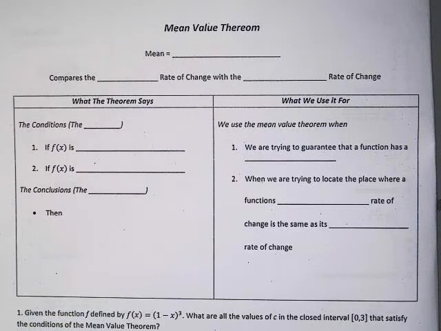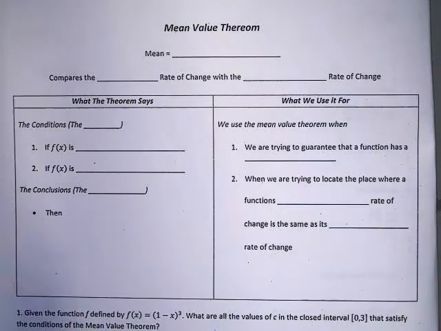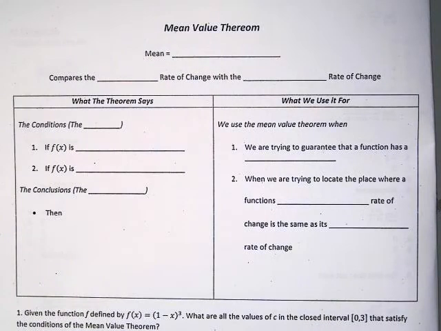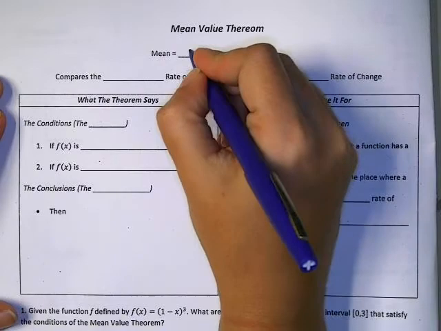Hi everybody. So in today's video we're going to be talking about the second major theorem of this year. The second major theorem is called the mean value theorem. And we need to remember that in math the word mean always refers to average.